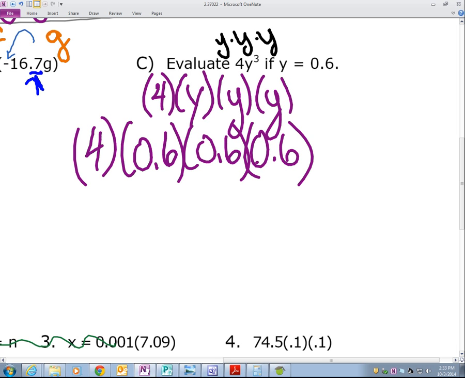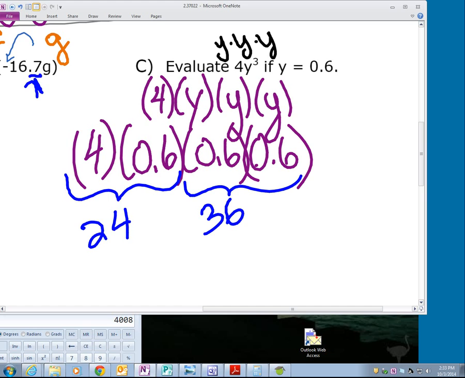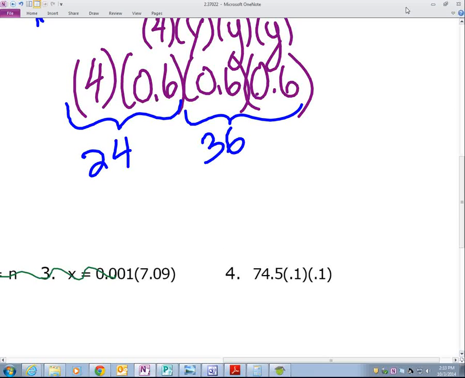I'm going to do these guys. This is 4 times 6 is 24 because this is the point where I'm ignoring the decimal points. 24 times that, so there.